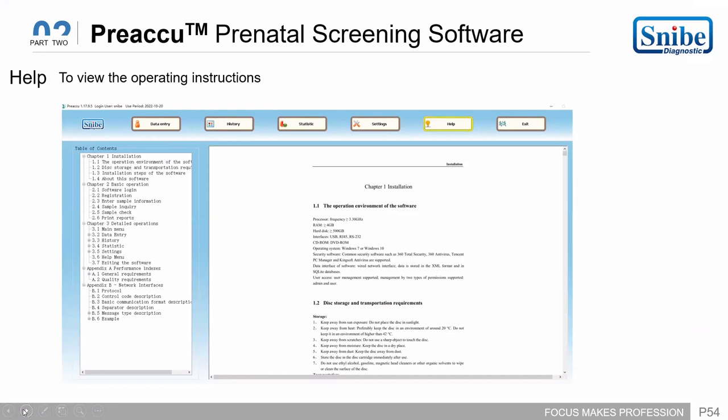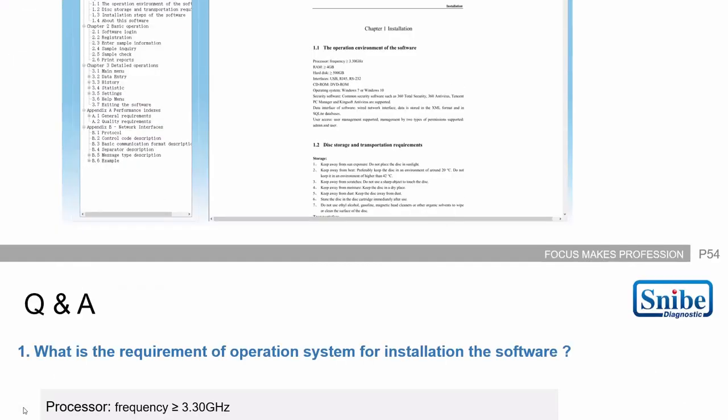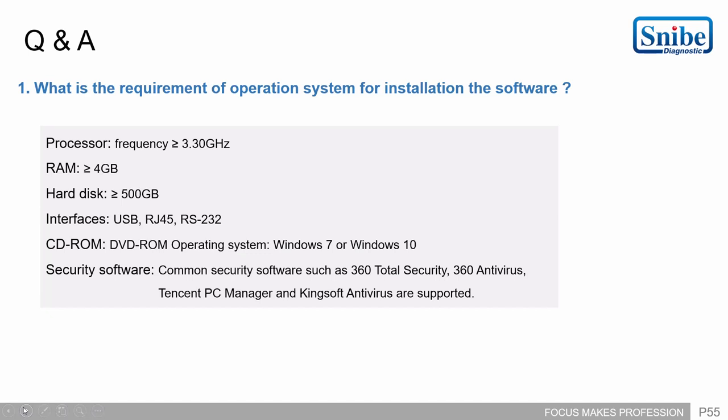So if you want to view the operating instructions, these are the operating instructions which help you with the operating environment, what type of environment is required. Like if we talk about the processors, the RAM, hard disk, and the CD-ROMs, and the disk storage and transportation requirement is also mentioned in that help area of this software. So if we move to the next question and answer, like what is the requirement of operating system for that software installation?